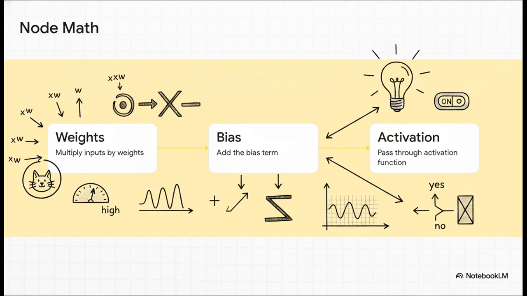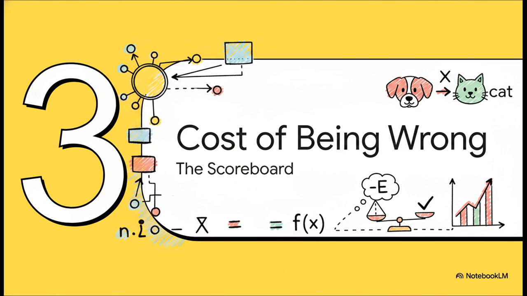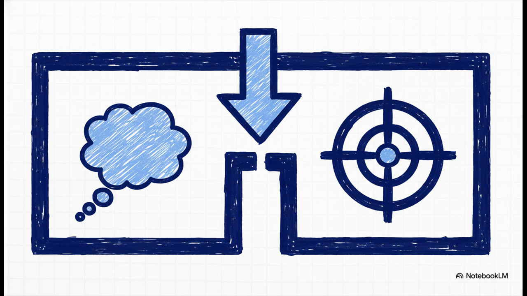And here's a crazy fact for you. In modern AI, a single model might literally have billions of these tiny math equations firing all at once. Section 3, the cost of being wrong, the scoreboard. Now, early on in training, the model's weights are completely random, so it's absolutely going to guess incorrectly a lot.